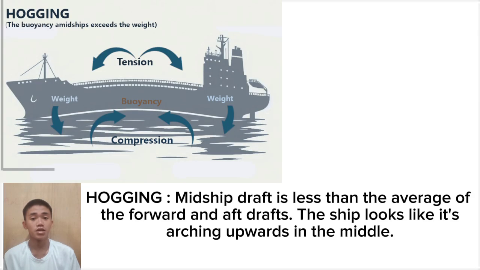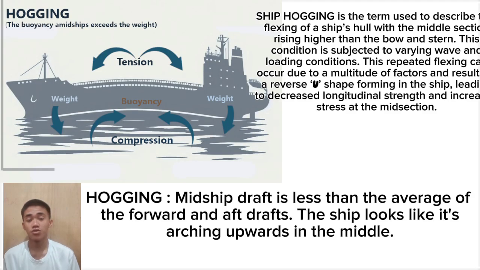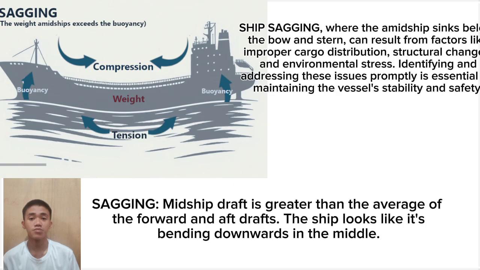So, we're determining the stress type from the graph readings. The simple sketches of a ship are showing hogging: midship drop is less than the average of the forward and the after drop. The ship looks like it's arching upward in the middle. Sagging: midship drop is greater than the average of the forward and after drop. So, the ship looks like it's bending downwards in the middle.